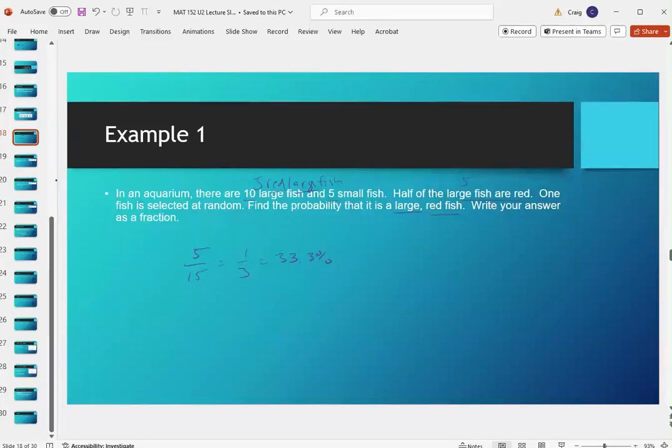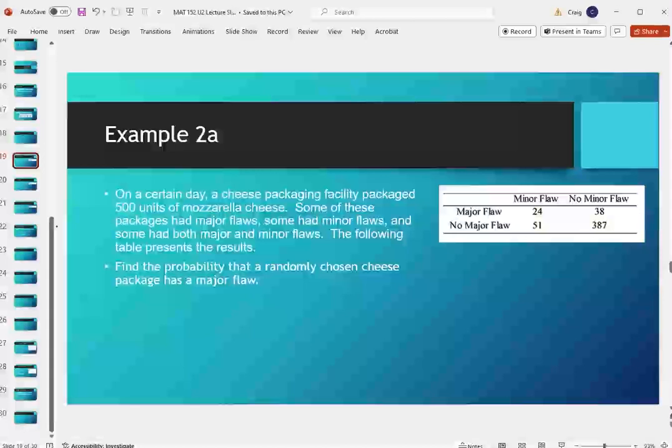Now, this is a simple compound event, but we can talk about things that are slightly more complex. On a certain day, a cheese packing facility packaged 500 units of mozzarella cheese. So that's our total. Some of these had major flaws, some had minor flaws, and some had both. Here are the results that we see here. Find the probability that a randomly chosen cheese package has a major flaw.